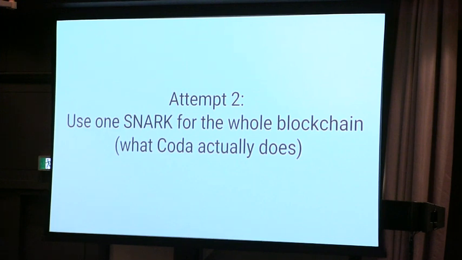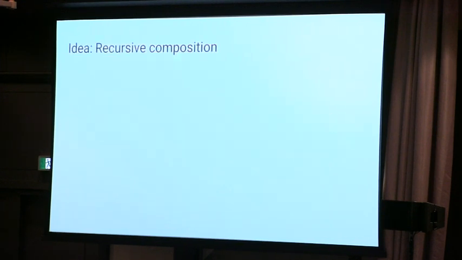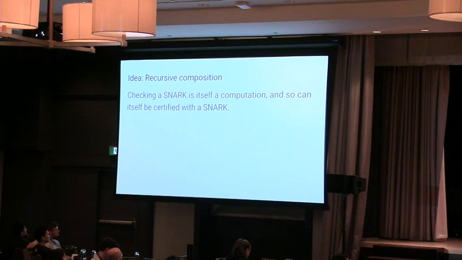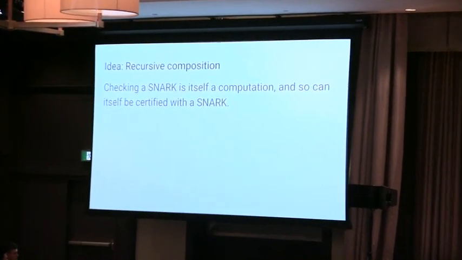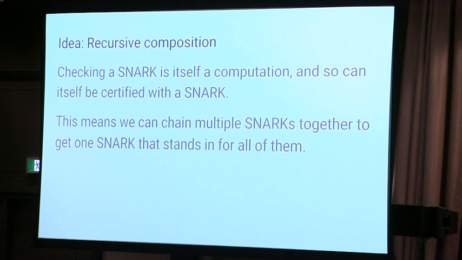You use one SNARK for the entire blockchain, and this is what we actually do in Coda. The basic idea is this. It's so cool. It's this idea of recursive composition of proofs. It's really an insane idea, and I hope you think it's interesting. OK, so the process of checking a SNARK, well, that's a computation. You can certify computations with SNARKs. So that means you can certify this computation itself within a SNARK, right? The process of verifying a SNARK. Which means we can chain multiple SNARKs together to get one SNARK, which stands in for all of them. And I'll explain in more detail how this plays out.